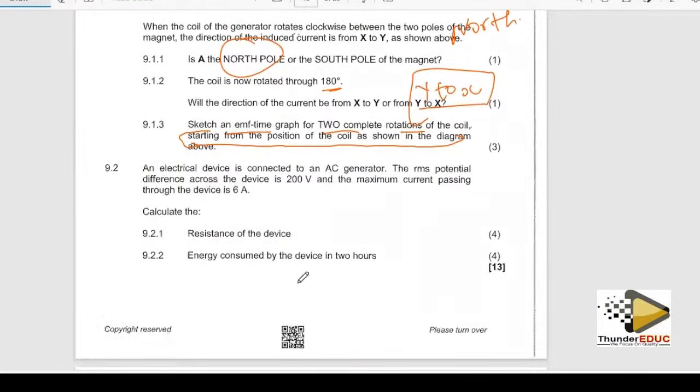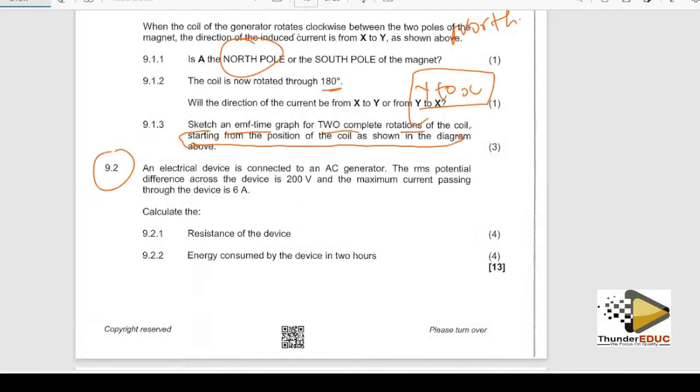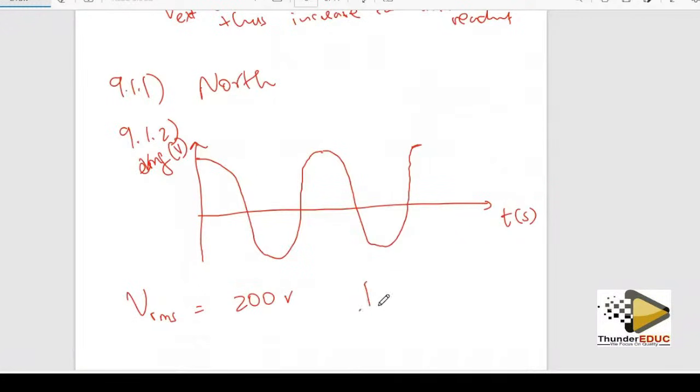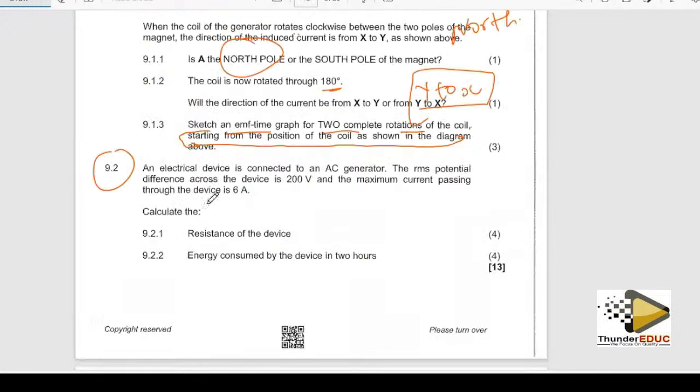In 9.2, they're telling me that an electrical device is connected to an AC generator, and the root mean square potential difference across it is 200 volts. So V RMS is 200 V. And the maximum current is 6 amps. What does the question want? They want us to get the resistance of the device.